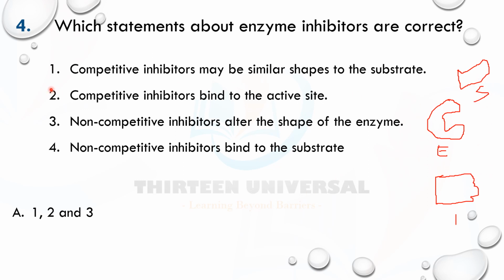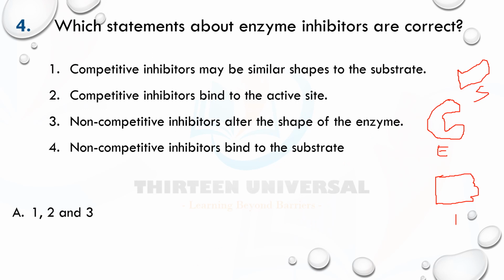So the first one says competing inhibitors may be similar shape to substrate. That's correct, similar shape. And because of that, competing inhibitors bind to the active site, so they can bind to the active site. So 2 is correct. Now 3 says non-competing inhibitors alter the shape of the enzyme. Yeah, some of them do alter, when they bind to the allosteric site. So let's look at that.